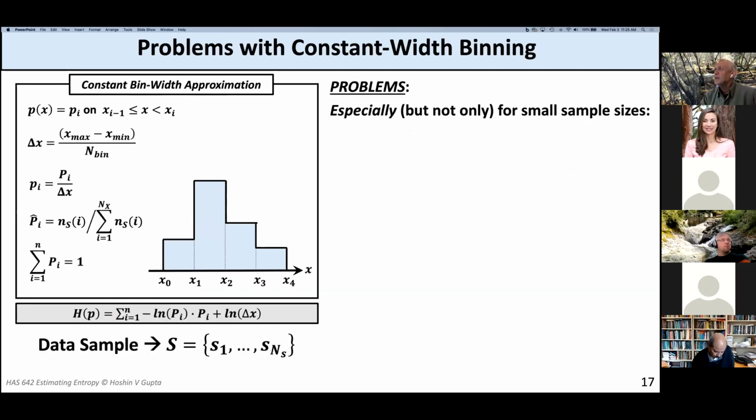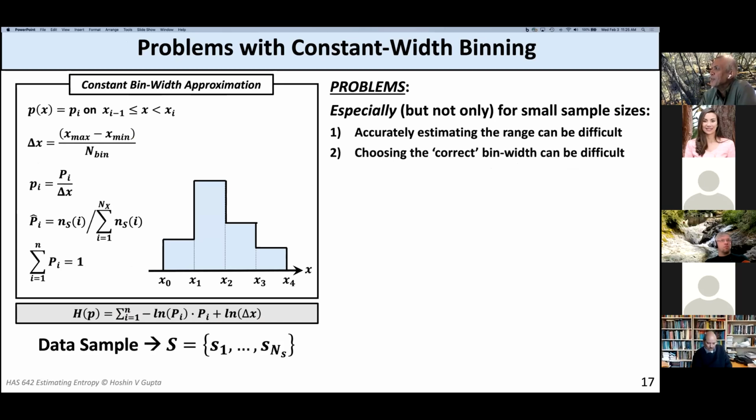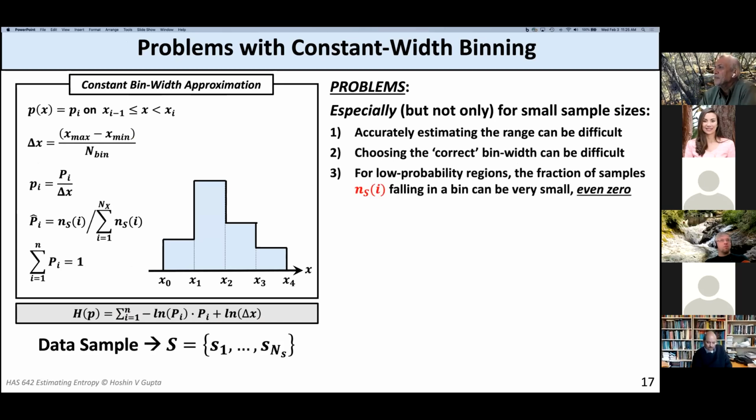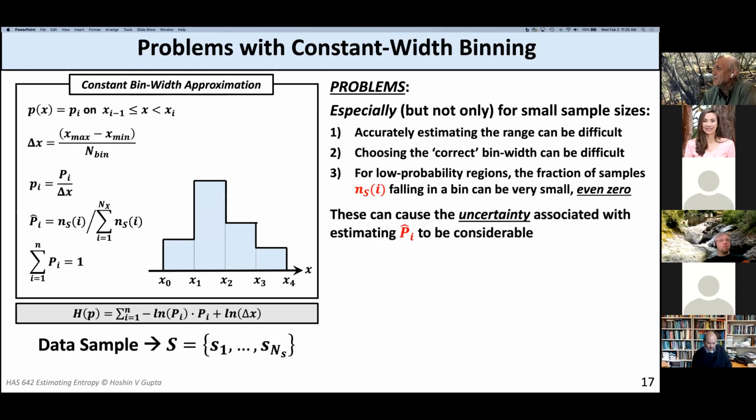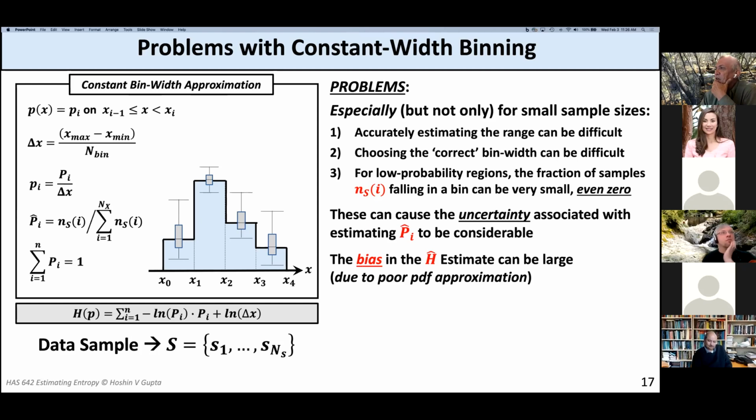Okay. So especially, but not only for small sample sizes, accurately estimating the range can be difficult because you just have your samples to estimate the range. And in general, the true range is going to be larger than the range of your samples because you've got only a finite number of samples. You've got to choose the correct bin width. And as I said, in some bins, you can get 0 samples. So this can cause a lot of uncertainty. I'm trying to illustrate here that when you calculate the probabilities, you have to account for the fact that these probabilities are uncertain. And this uncertainty can cause the bias to be large.